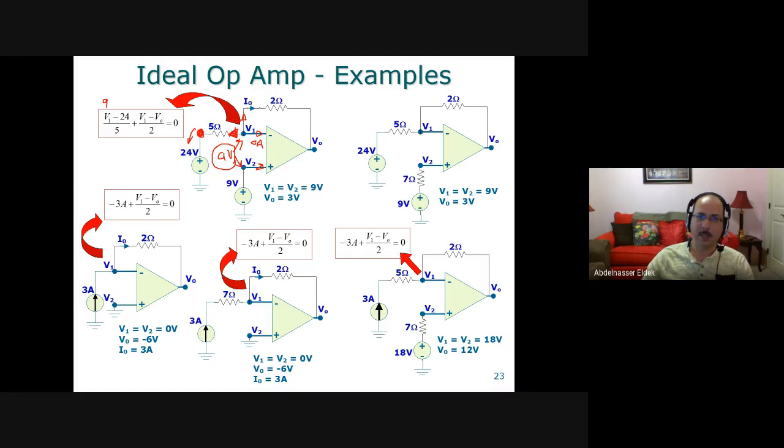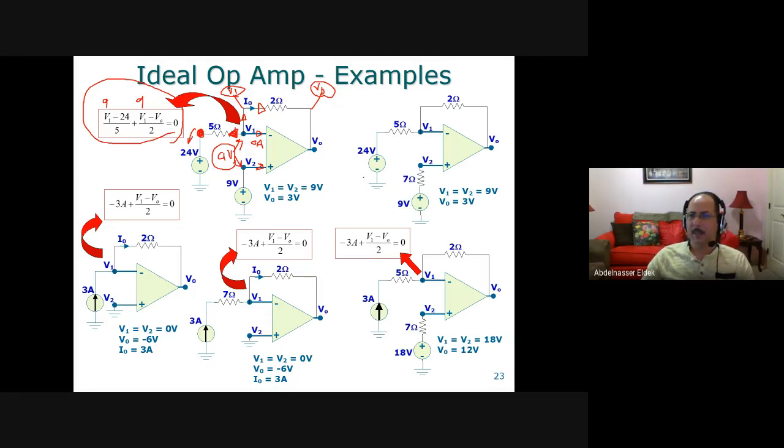Second current, which is this current here, which is the same like IO. This current equals what? Equals this voltage minus this voltage. This voltage here is V1, that's 9 volt. And this voltage is VO. Okay, so it is V1 minus VO divided by 2. And remember again that V1 is 9 volt. So here we have one equation and one unknown, which is VO. Then you can calculate it.